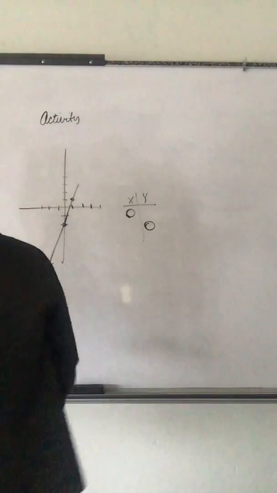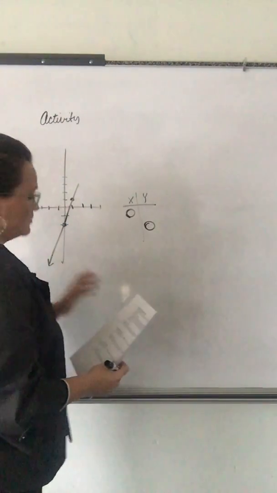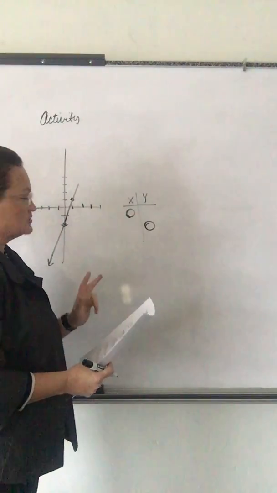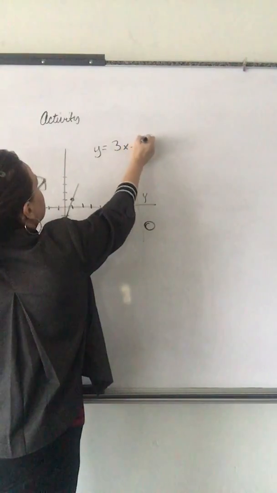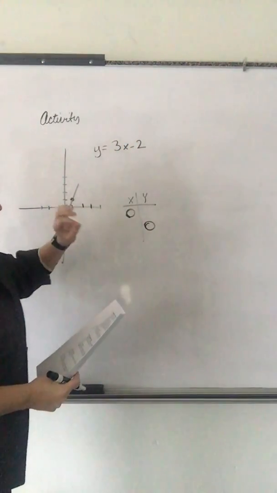All right, on the next page, the third method for graphing a line is using the slope-intercept method. I should not have erased that. Y equals, let's see, that's 3x minus 2. All right, so follow along with me here.